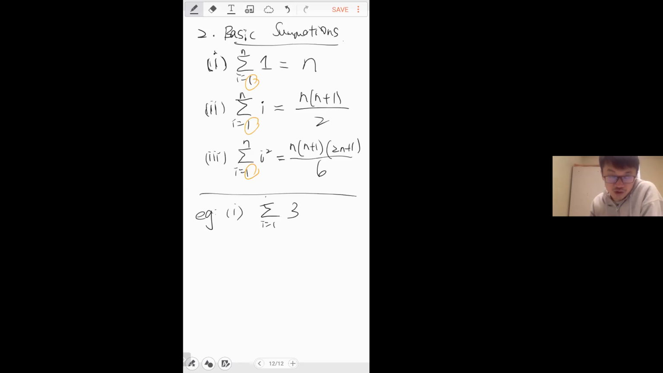So the summation of 3, i goes from 1 to 10. So how many 3s do I have? 10 of them. So when i equals 1, you get 3. When i equals 2, you get 3. When i equals 4, you get 3, all the way up to 10. So this one should be 3 times 10 equals 30. Question?